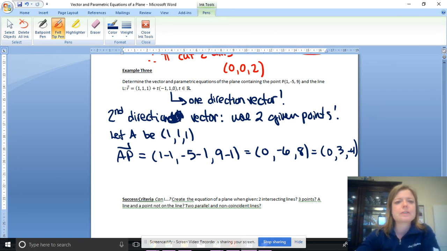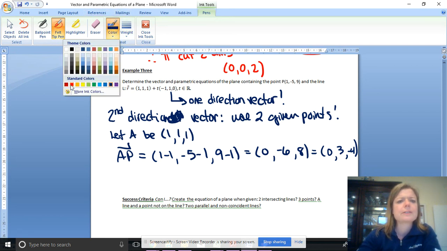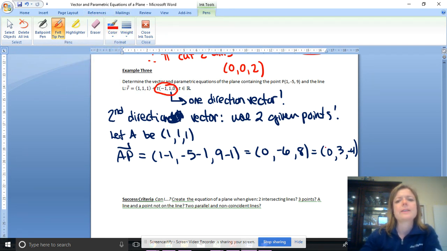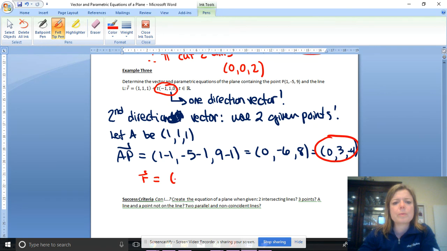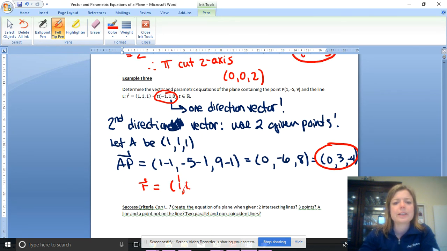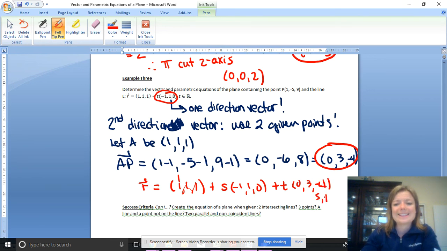So now we have our 2 direction vectors. The first one is from our given line. The second one is the one we just created. And now we just need 1 point. So we can use either point that's given, (1, 1, 1) or point P. So I'll use (1, 1, 1) just because it's simpler. And then our parameter s and our first direction vector, (-1, 1, 0), plus t(0, 3, -4). And don't ever forget to write that s and t are in the set of all real numbers.